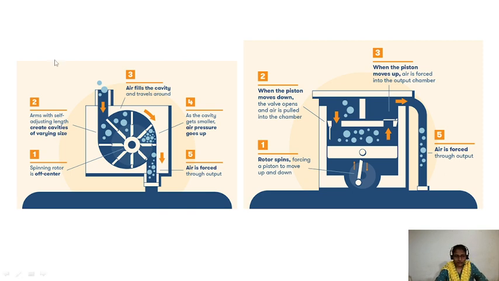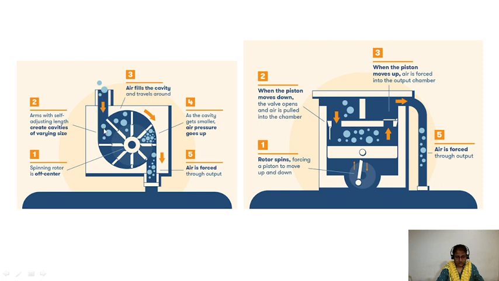Thereby, the speed of the fluid is reduced and the kinetic energy is forced to convert to, or stored as, pressure energy. So here it shows the spinning rotor is off center, so that first the volume of the fluid that is coming in will be more, and as the fluid is moving through the rotors, the volume will be compressed, thereby converting the kinetic energy to pressure energy. Arms with self-adjusting length create cavities of varying size. These rotors or blades or vanes have adjustable length so that this volume can be adjusted as the rotor follows the cavity geometry. Then the air fills the cavity and travels around.